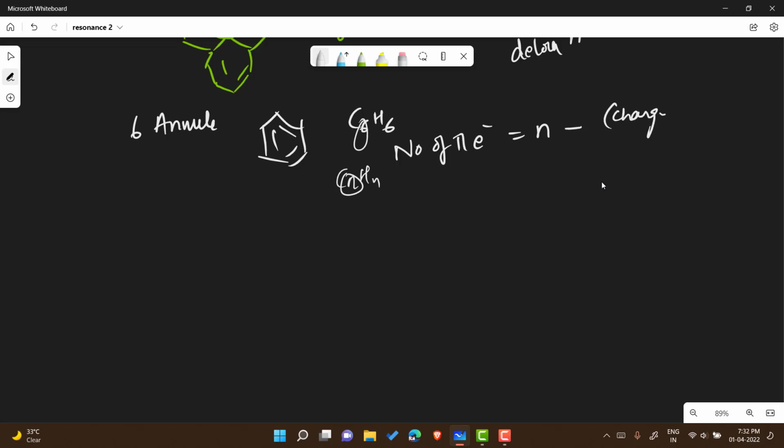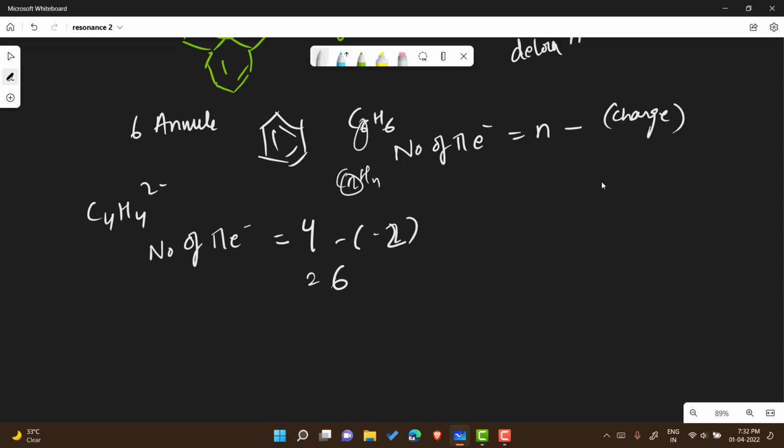Okay, so if I know that this C4H4 is an annulene, and I want to check whether this one is aromatic, anti-aromatic, or non-aromatic, what I can do is calculate the number of pi electrons. I'll just make 4 minus of minus 2, so it will lead to 6, which is aromatic.